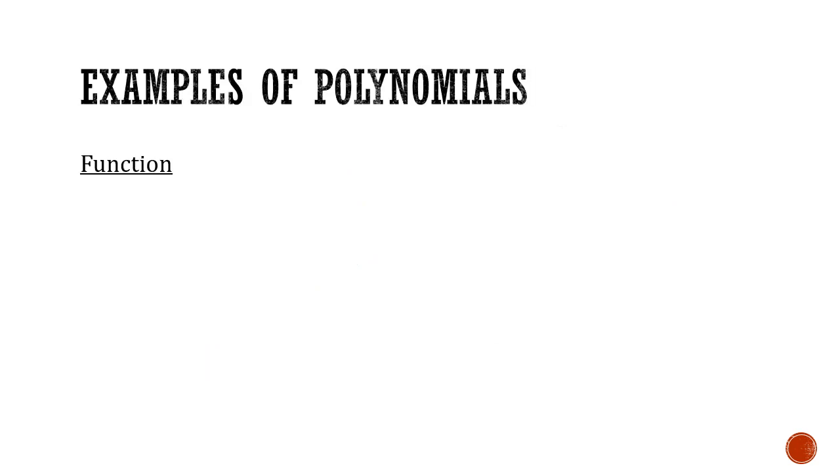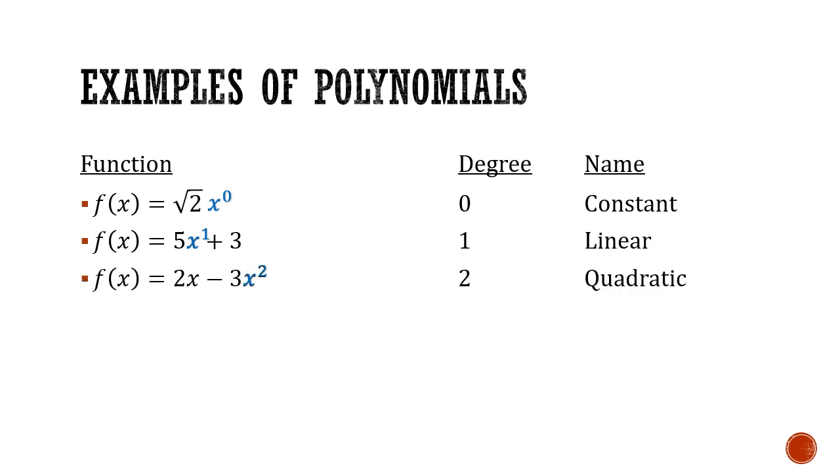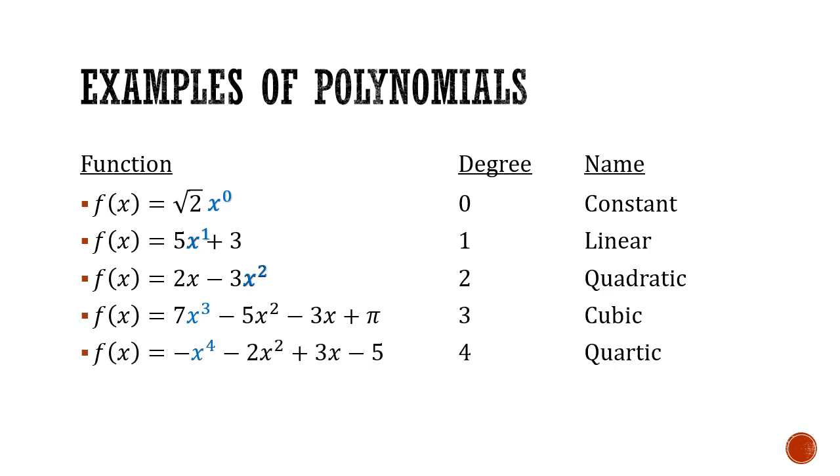Here we have some examples of polynomials and some special names for them. Functions that are independent of x have a degree of 0 and are just constant. A function like 5x plus 3 has a degree of 1. We call it a linear function. When the degree is 2, we get a quadratic. Degree 3 is known as cubic, and degree 4 is known as quartic.